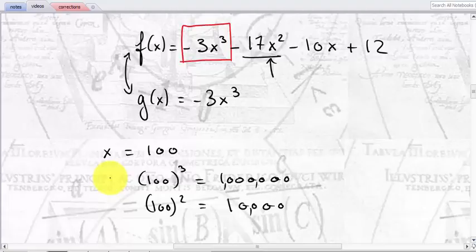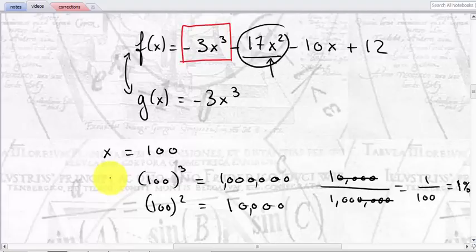So what's the ratio of this term to this one right here? What's the ratio of 10,000 to a million? Well, the ratio is very simple. Take away 4 zeros and you have 1 to 100. It's 1%. So if x is 100, the next term is just 1% of the leading term. It's pretty small, and 100 is not a very, very large value, right? You can imagine if x is 1,000 or 10,000, it's going to be even smaller.